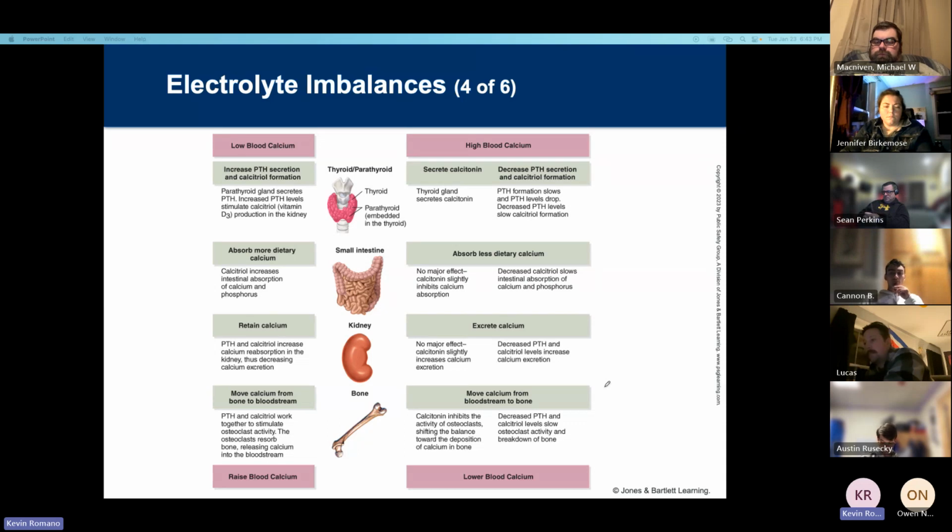As far as the bones go, though, for people that have decreased calcium, the PTH and calcitriol work together to stimulate osteoclast activity, and osteoclasts reabsorb bone, releasing calcium into the bloodstream, right? So you can kind of see how they go back and forth, where calcium actually plays a huge part, which is why we need to make sure we meet that homeostasis, kind of like in the middle, right?